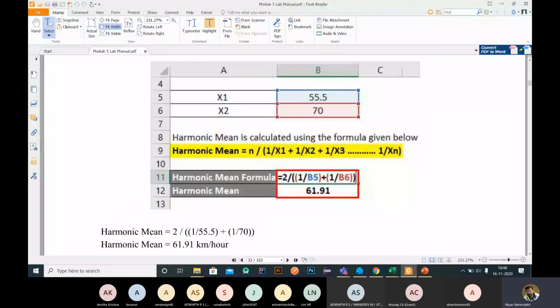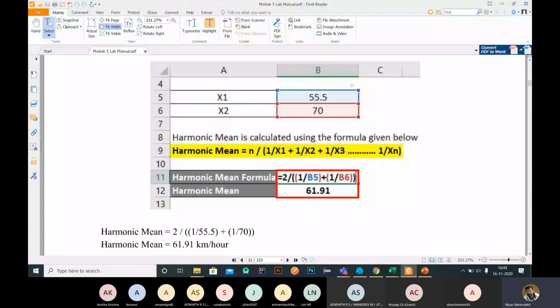So this is not the simple average. If you compute the arithmetic mean, 55.5 plus 70 divided by 2, the value is different. We can't directly go for the arithmetic mean because the time is not fixed. It just says first half and second half. For the first half you can take any time. For example, sometimes you take 2 hours to cover the first half, and sometimes you take only 1 hour to cover the second half, right? So if the time is not properly given, we can't simply go for the arithmetic mean. We need to use the harmonic mean in that case.